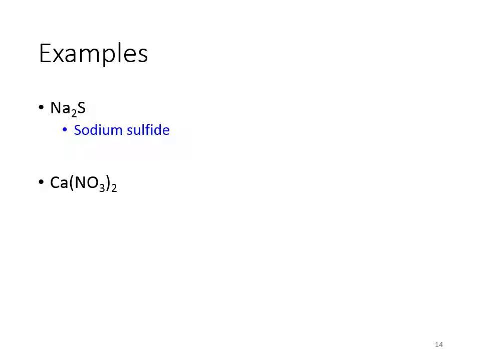Ca(NO3)2. Ca, again, a metal. NO3 is a polyatomic ion. So for Ca, we give the name of that element, and then we give the name of the polyatomic ion represented by the formula NO3. And that turns out to be calcium nitrate.